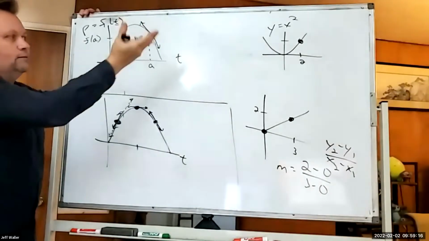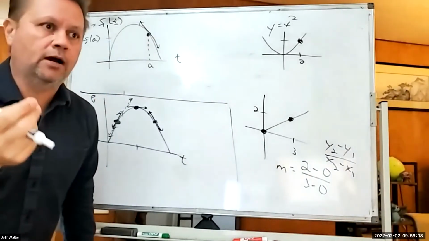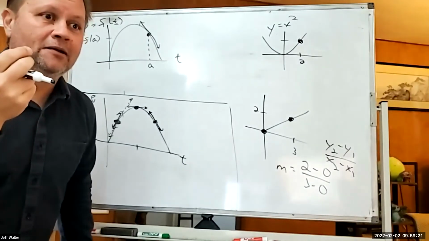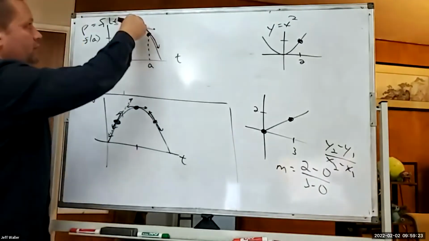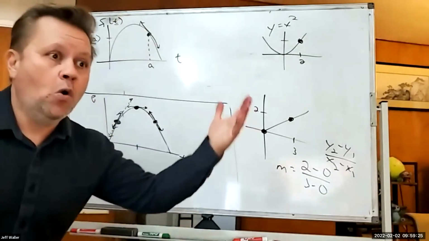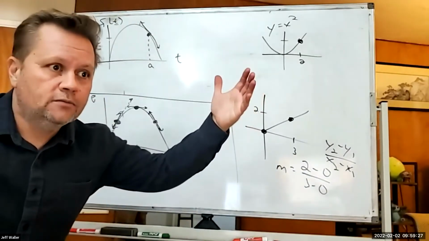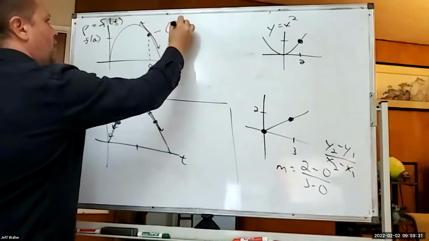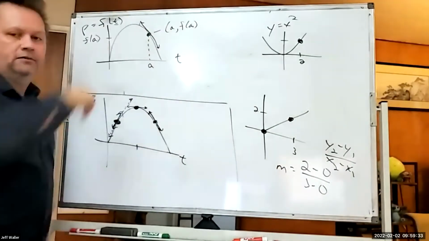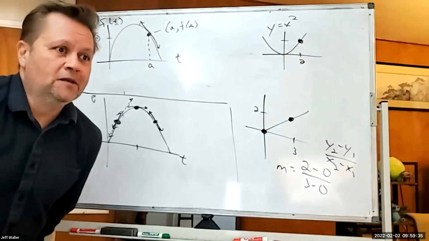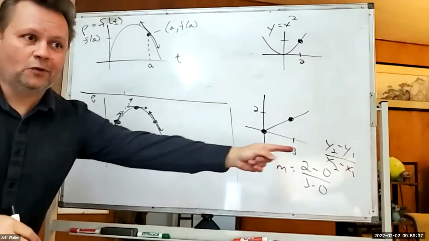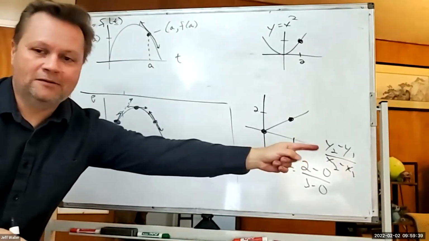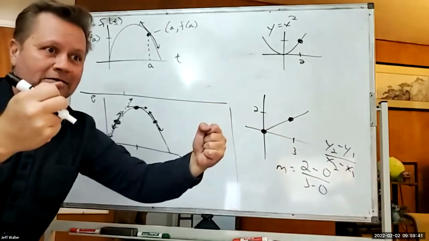What's the immediate problem? I've only got 1 point. Do you know any other points on this line? No, I don't. I have no idea. I just know that the point a, f of a is on that line, correct? That's all we know. And that's not enough for our slope formula, right? So what do we do?